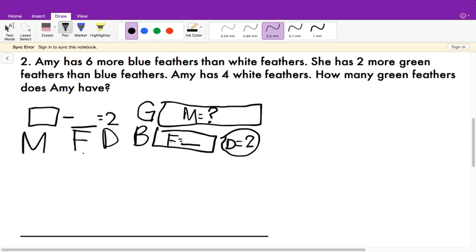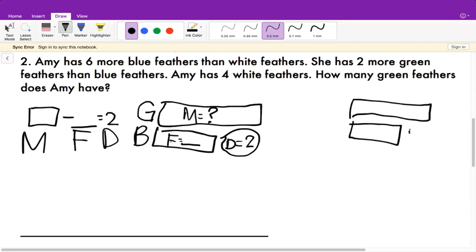Okay, now I need to figure out this missing part, which is how many blue feathers there are. So to figure out how many blue feathers there are, we need to compare blue feathers with white feathers. So I'm going to draw another comparison bar.